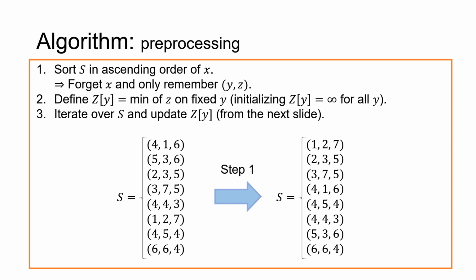Next, we prepare an array z to store the y-coordinate and z, so we define its index as the y-coordinate and its value z[y] as the minimal z-coordinate for the given y. We initialize its value as infinity. The preprocessing of the algorithm is now complete. From the next slide, we iterate over S and update z[y].